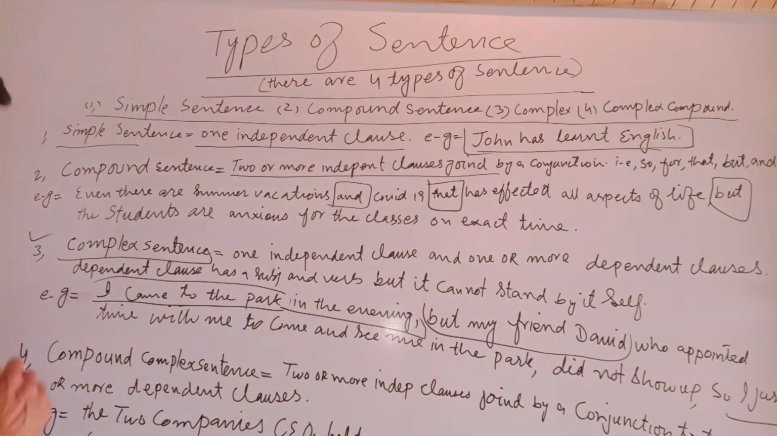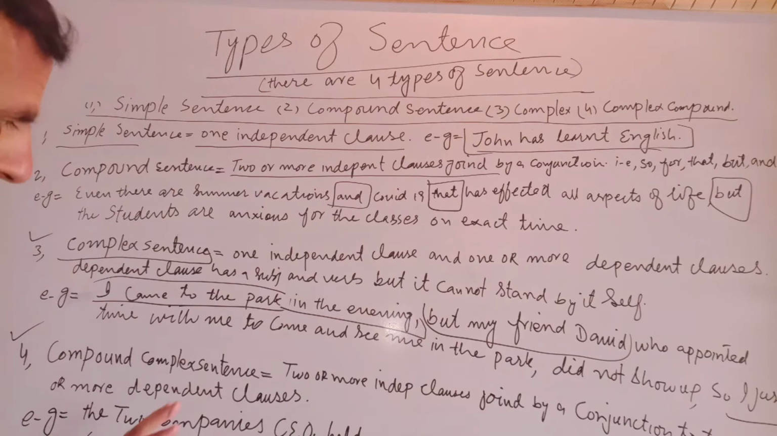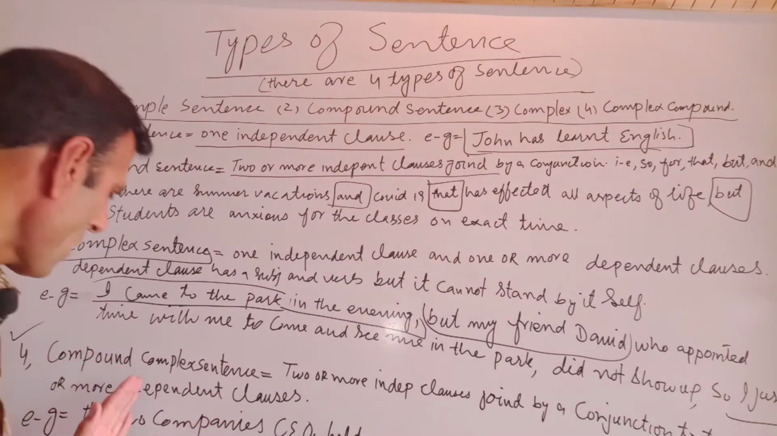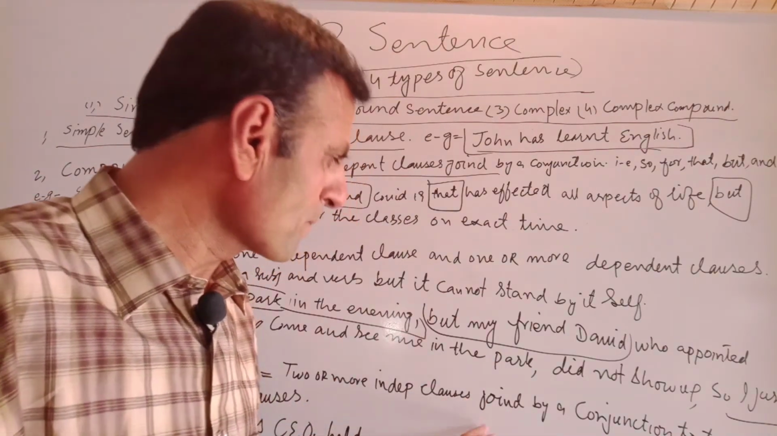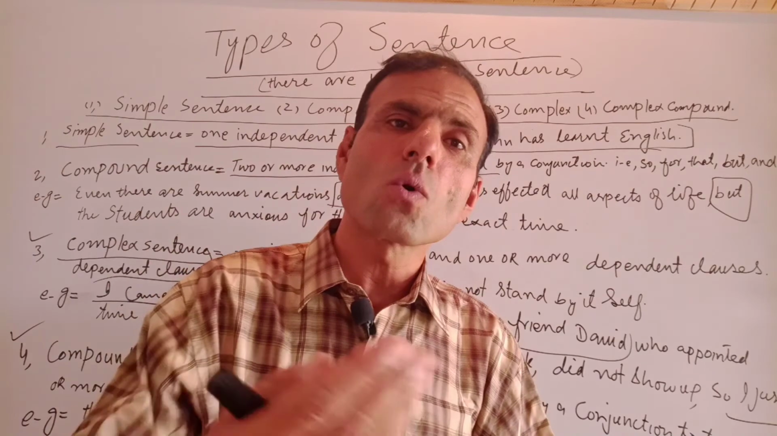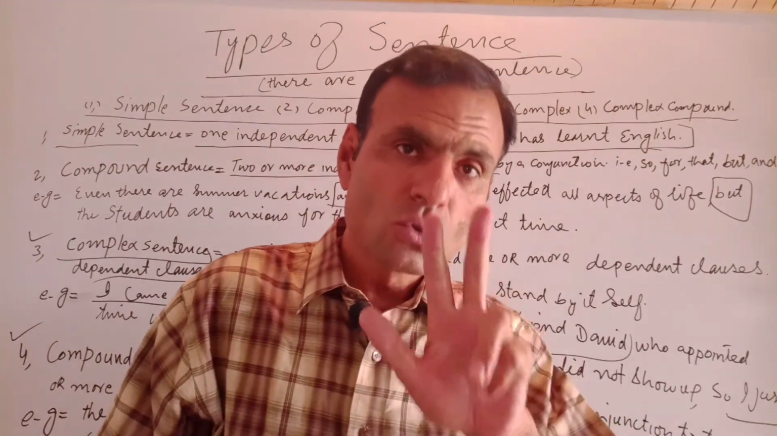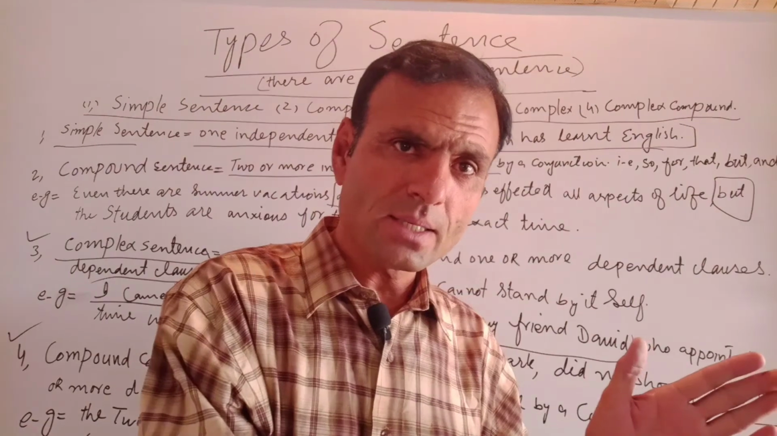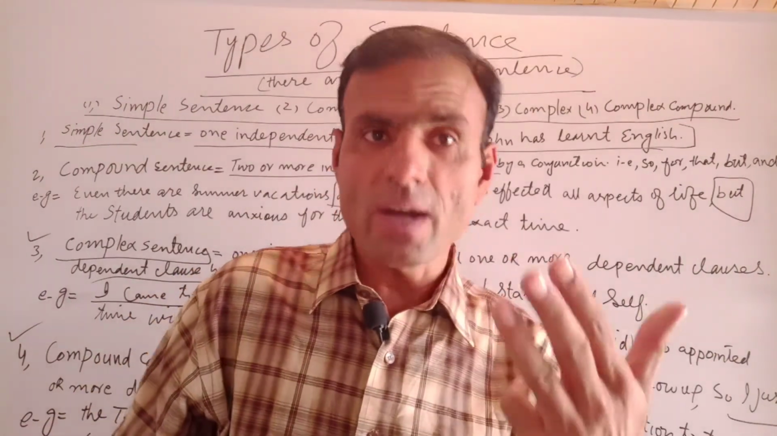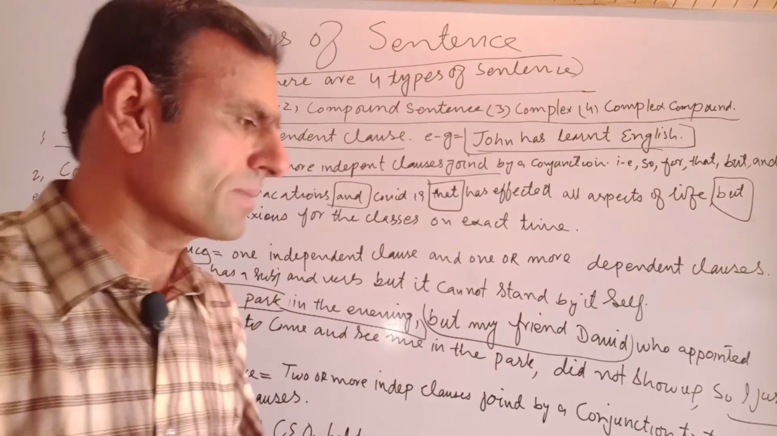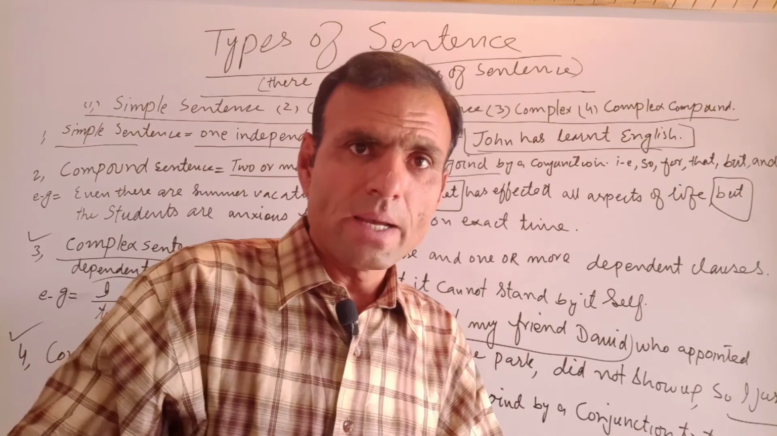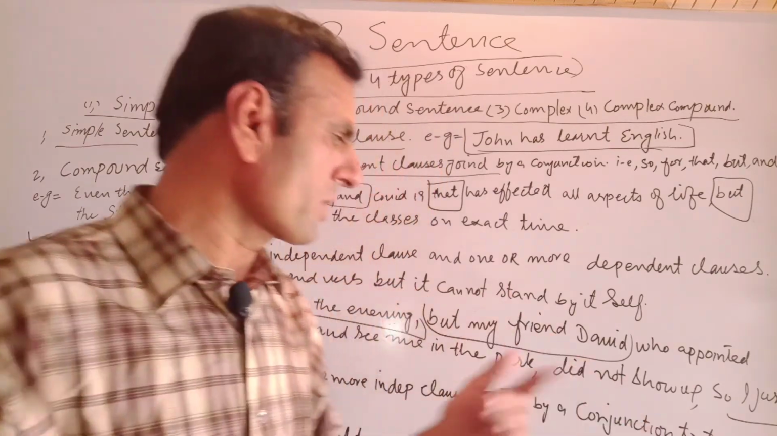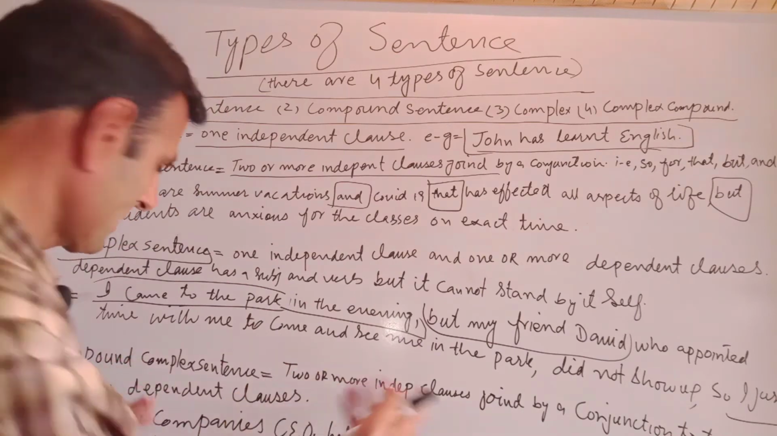Okay, number 4, compound-complex sentence. Now this is a combination of compound and complex sentence. 2 or more independent clauses joined by a conjunction, with what? With 2 or more dependent clauses. It means the independent clauses are more than one, and the dependent clauses are also more than one. This is a compound-complex sentence.